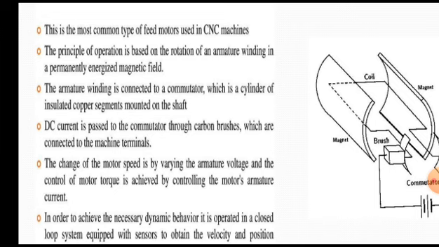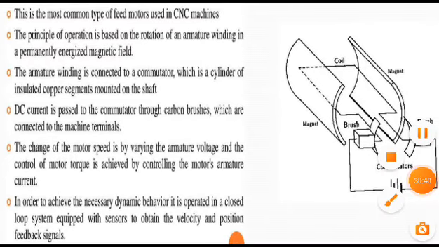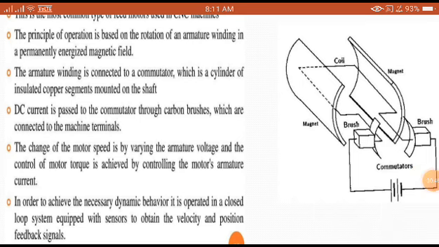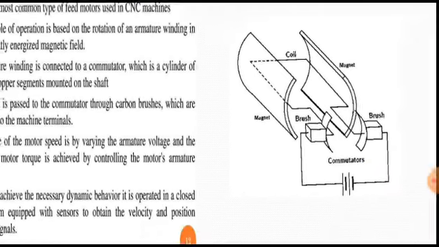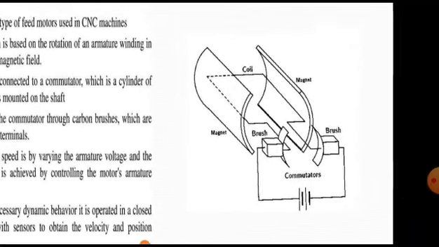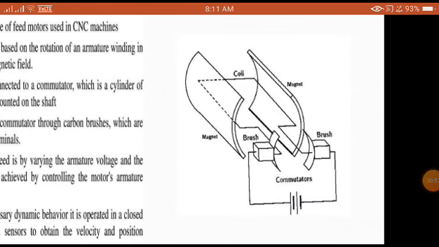The DC current is passed to the commutator through carbon brushes, which are connected to the machine terminals. The change of motor speed is achieved by varying the armature voltage, and the control of the motor torque is achieved by controlling the motor's armature current. So the entire functioning is based on passing DC current here, which you are going to see clearly.